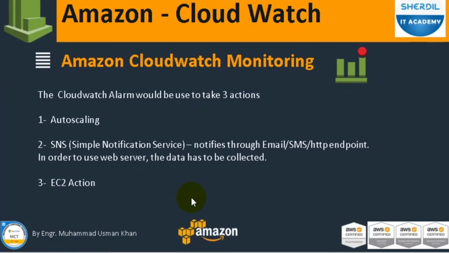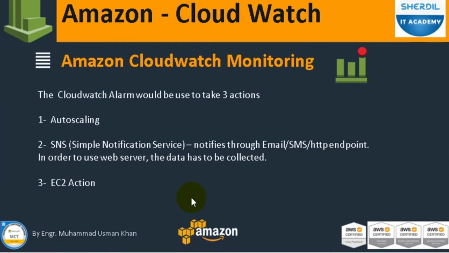These are the three main action items which CloudWatch performs against any metric, especially for EC2. One is auto scaling. Whenever the CPU goes to 70% or 80%, on the basis of the incoming data, it performs an action like scaling out the machine, increasing from 1 machine to 2 machines, and then moving towards 10 machines.